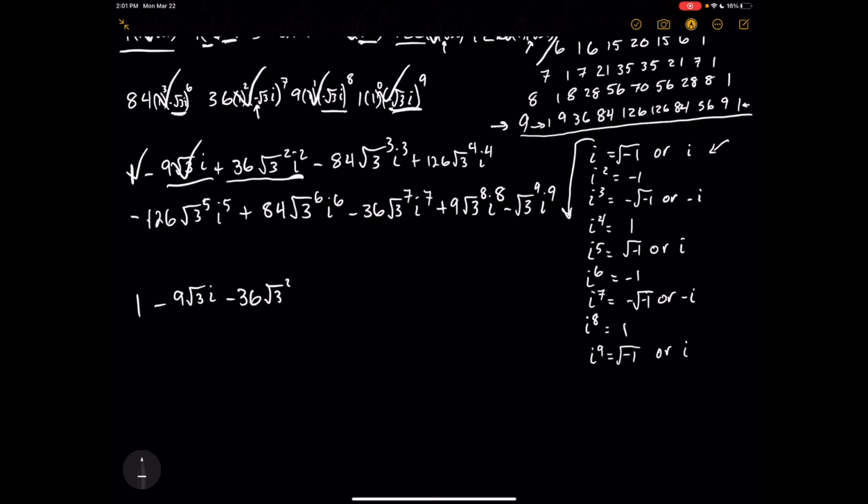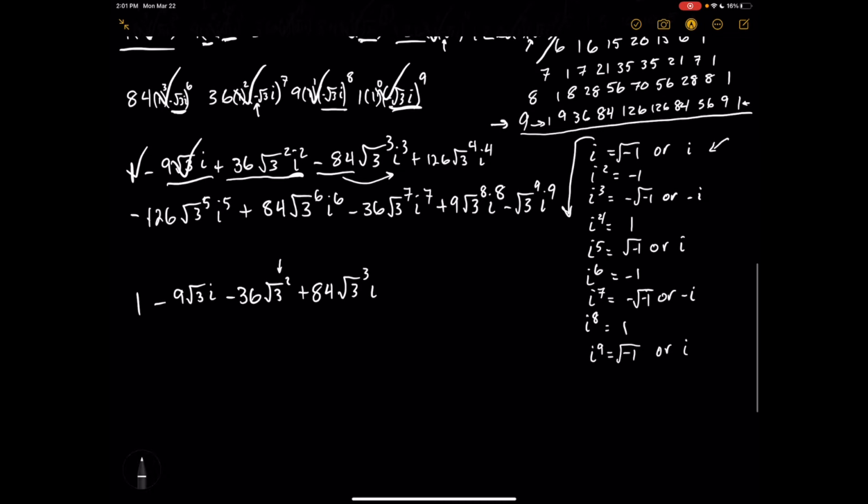Okay, and I'll deal with this in a little bit. Now I've got the i cubed, which is actually negative i, so now I've got negative 84 with a negative i, so I've got positive 84 root 3 cubed i. Okay, and then i to the 4th, that's positive 1, so I've got positive 126. Oh, I'm not crossing things off, I'm bad at that. Positive 126 root 3 to the 4th.